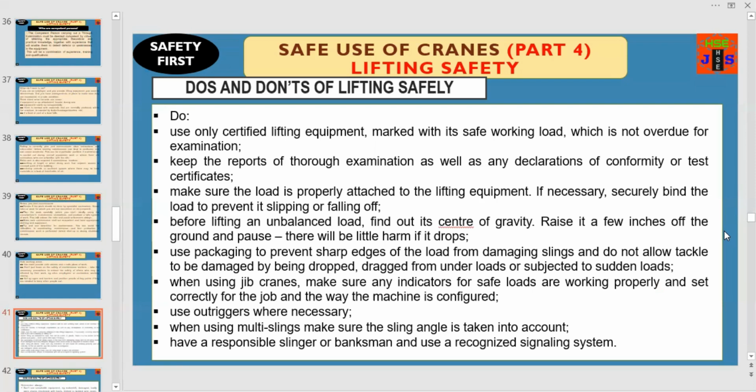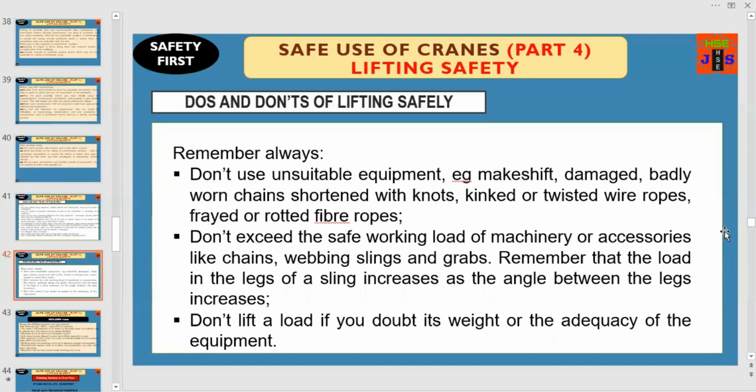Have a responsible slinger or banksman and use a recognized signaling system. All these things you will consider and you will apply in your workplace. You will never use unsuitable equipment: makeshift, damaged, badly worn chains shortened with knots, kinked or twisted wire ropes, frayed or rotted fiber ropes during the lifting operation.